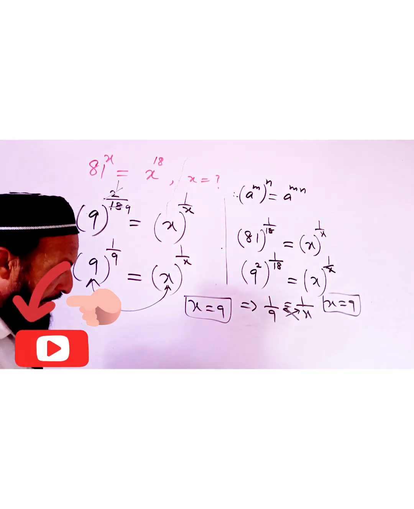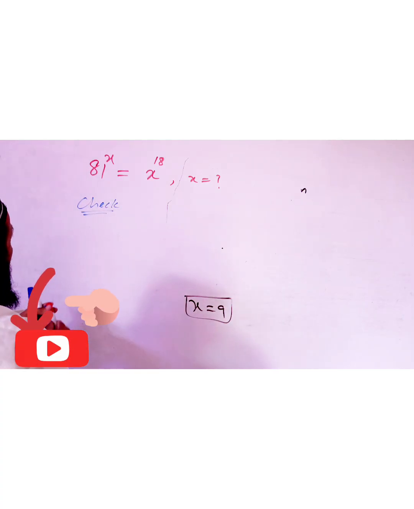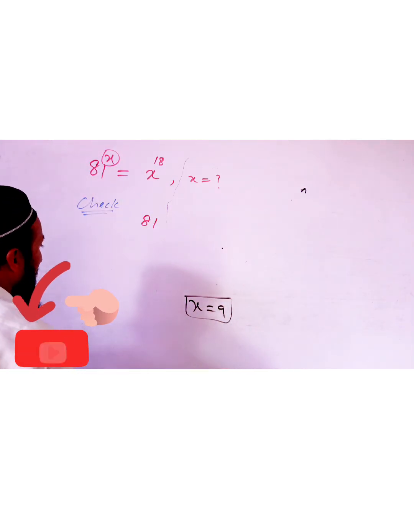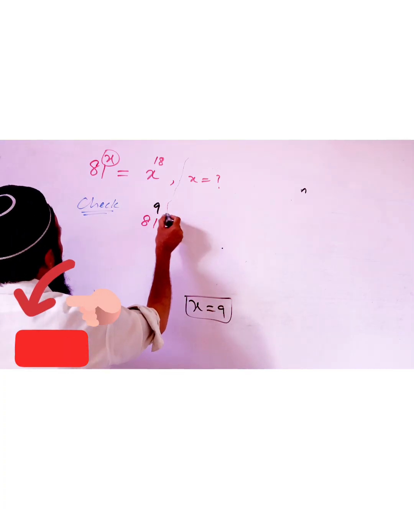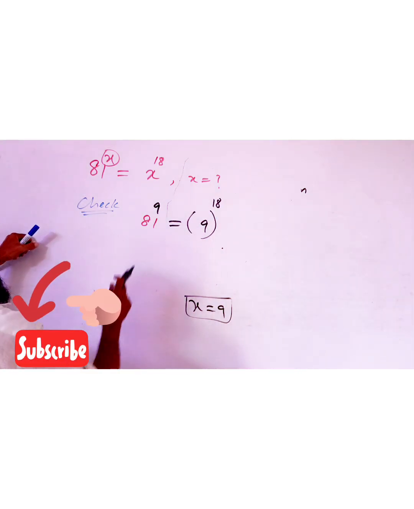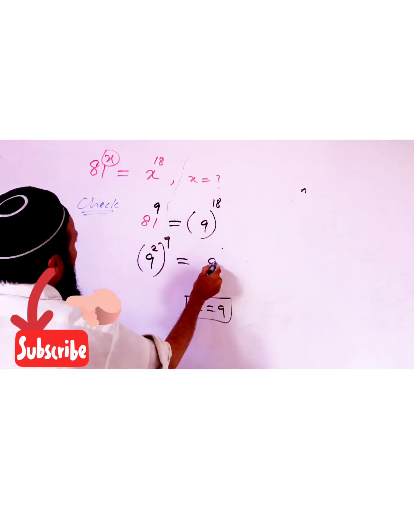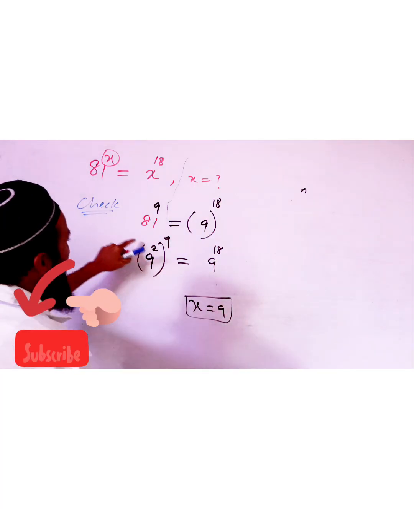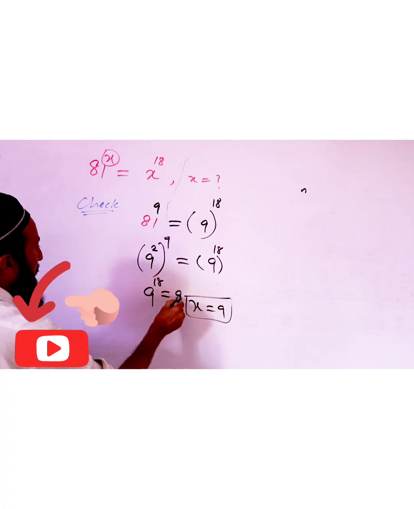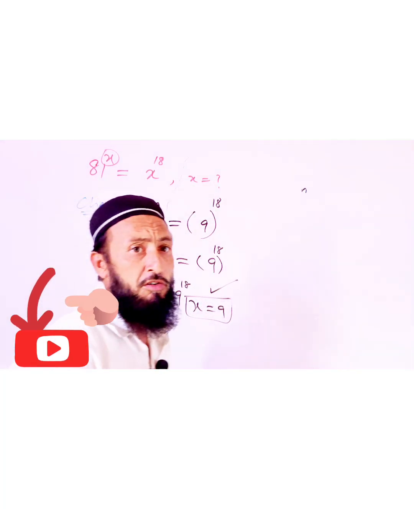Now for checking, in the place of x we put this result x is equal to 9. So in here in the place of x we put 9, and in the other place of x we put 81. So now we can write 81, that is 9 squared, whole exponent of 9 is equal to 9 exponent of 18. Now if we multiply both the powers of exponent 9, we get 18, so 9 exponent of 18 is equal to 9 exponent of 18, both are the same result, so x is equal to 9 is our correct solution.